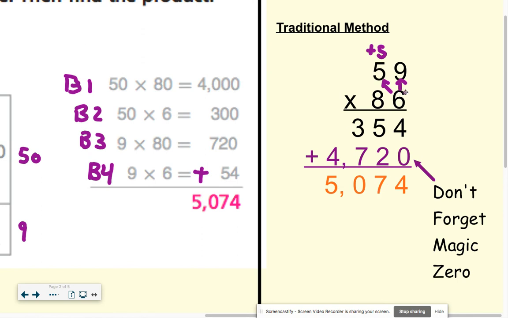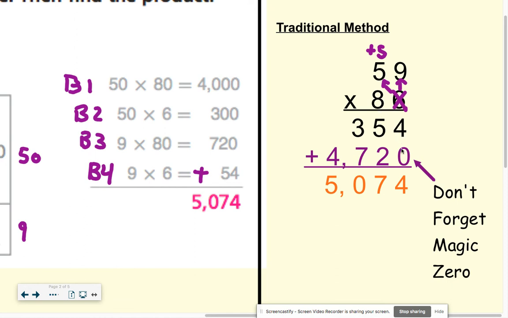Then we cross out the 6 because we have used it. It went with both numbers on top. When you cross that out, you need to add this magic 0 right here. It is so important to add the magic zero because we're going to multiply by the 8 next. But this 8 isn't 8, it's actually 80.